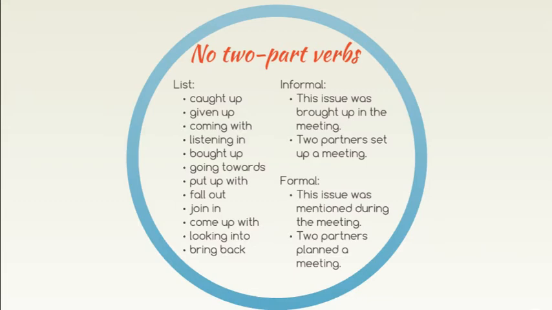Last but not least, we need to avoid two-part verbs in our essays. Again, they can be replaced with more important words or words that honestly make you sound smarter. Here is a list of two-part verbs: caught up, given up, coming with, listening in, bought up, going towards, put up with. That's still considered a two-part verb even though there are 3 words. Fall out, join in, come up with, looking into, bring back.